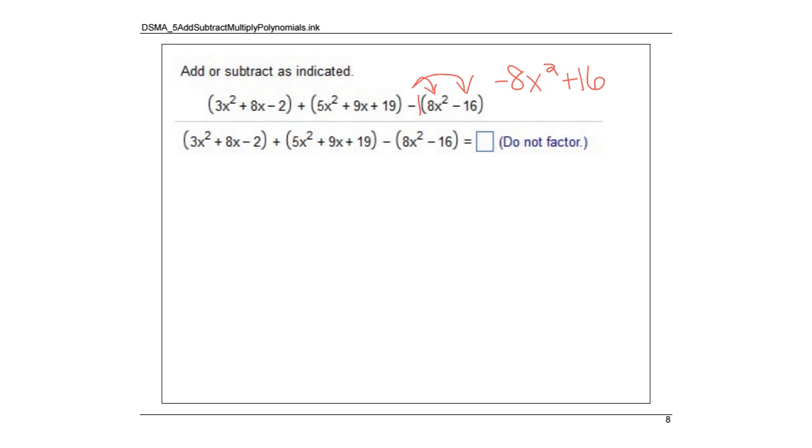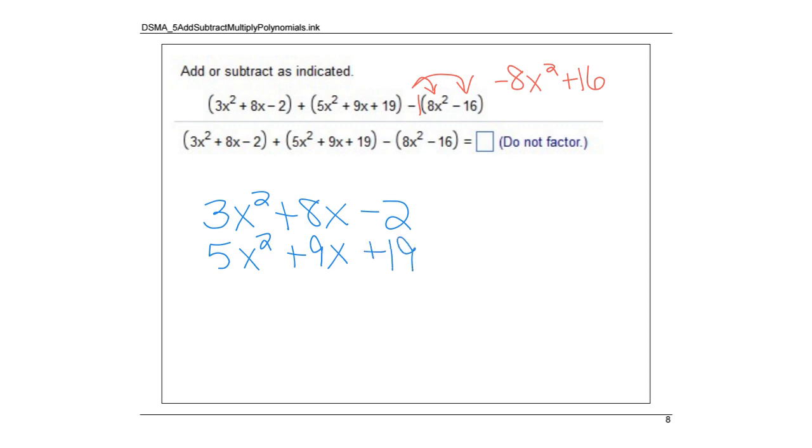Now we can still line these all up, right? We have 3x squared plus 8x minus 2. Then we have a plus sign, so we didn't have to distribute. We have 5x squared, so that would go here. We have a 9x, that would go here in this second column, and then plus 19. And then finally, we have a -8x squared here and a plus 16 over here. So now we can add all of these up.